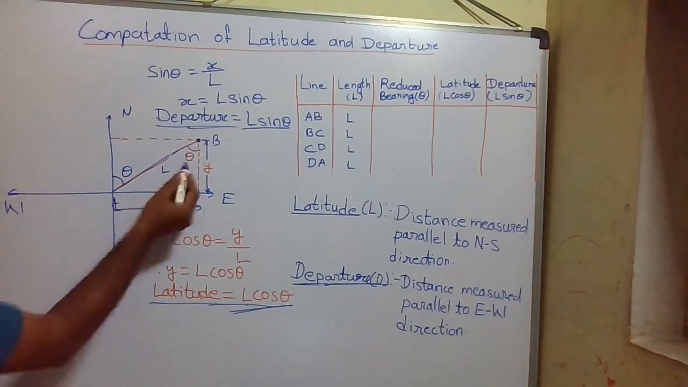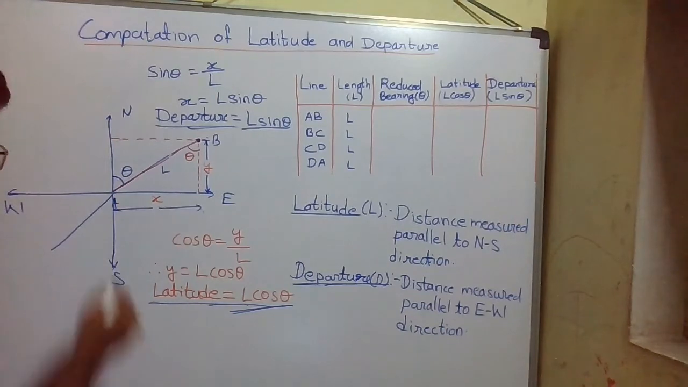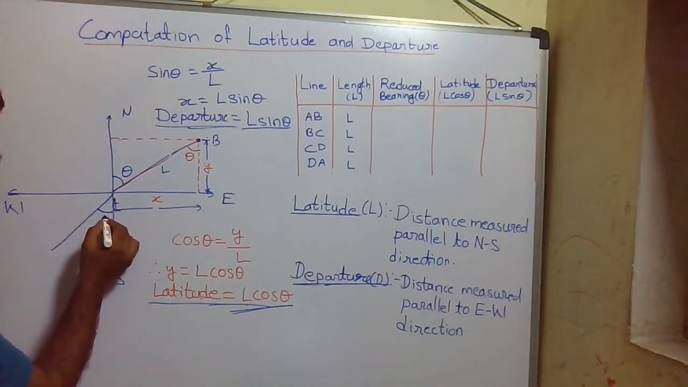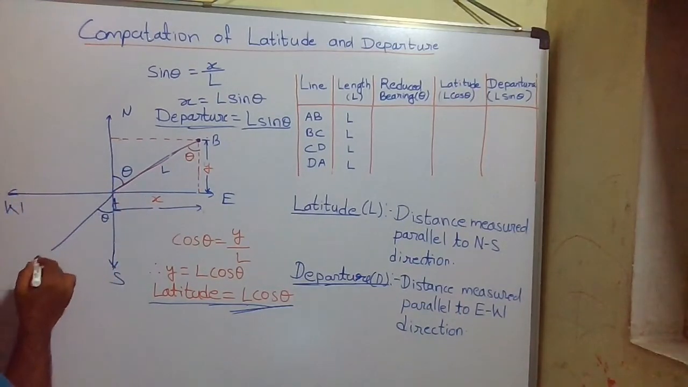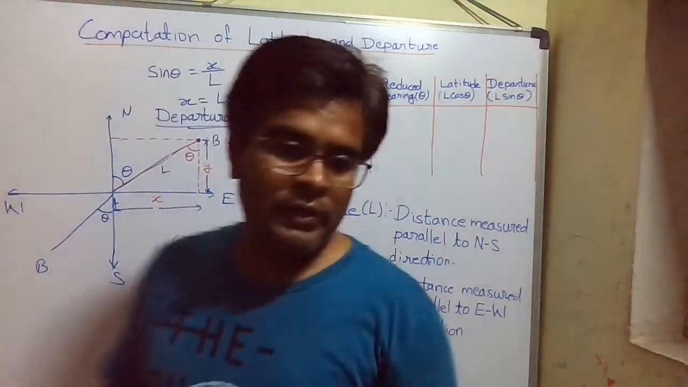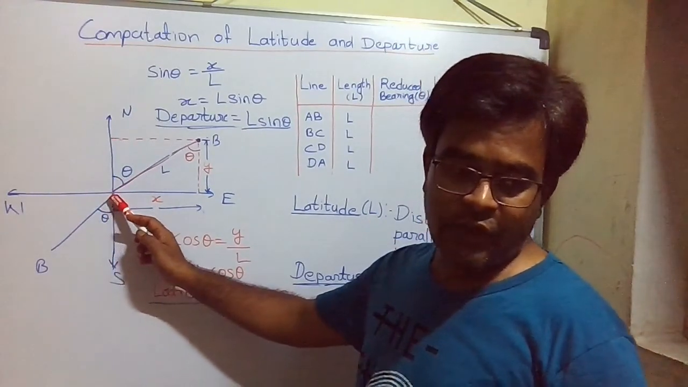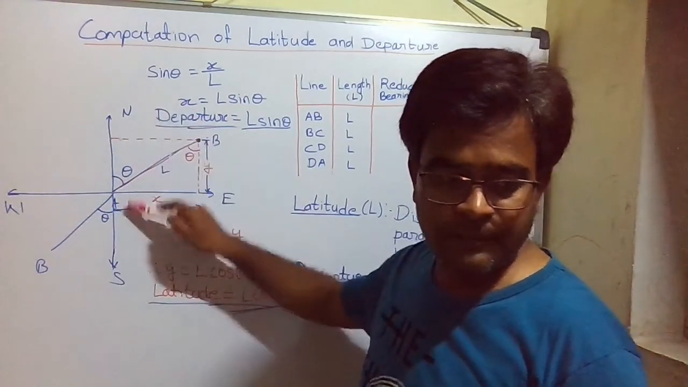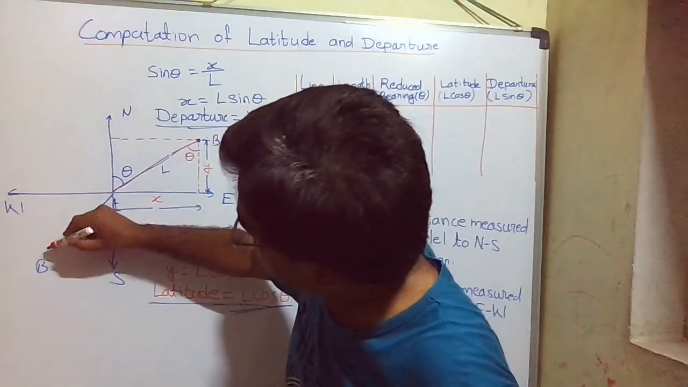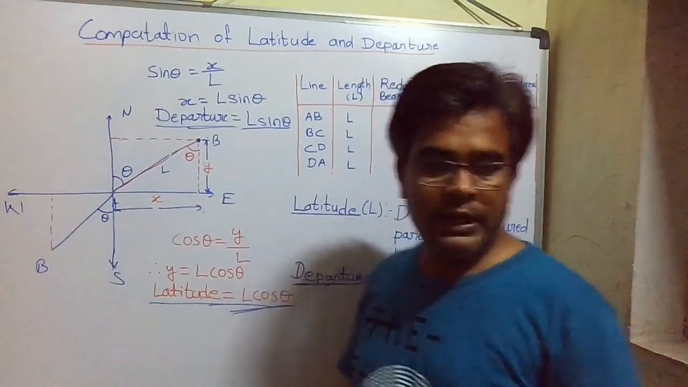We'll check it. Suppose this line AB is in the southwest quadrant, and this is the reduced bearing of this line, theta. We'll see what the latitude and departure of this line are. Suppose this is our line AB. What is the latitude? It is the distance of this line measured parallel to the north-south direction. This will become our latitude.